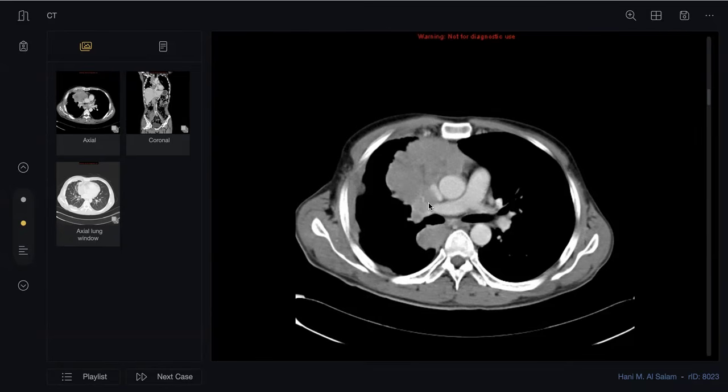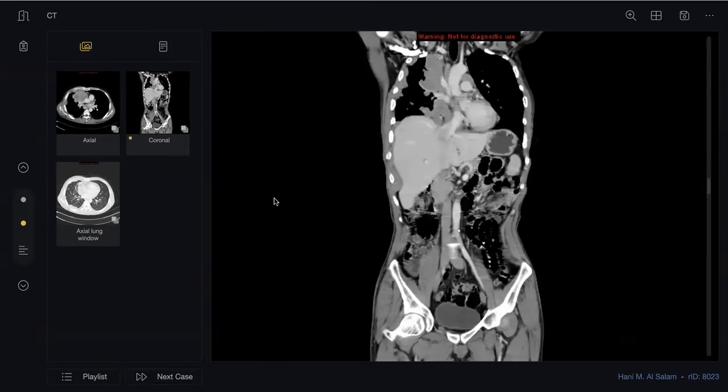Okay, I would tell you also to review this image in the bone window and soft tissue window to assess for bony metastasis and lung nodules. Okay, if I tell you that the coronal is important in this case, why is it so?